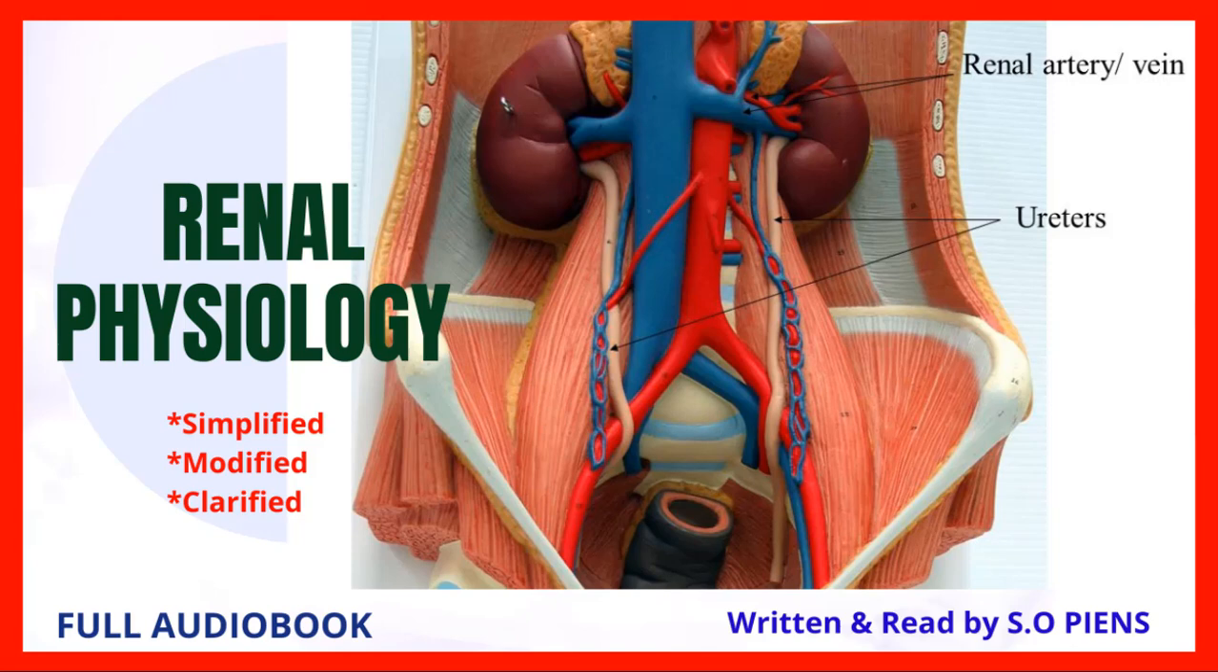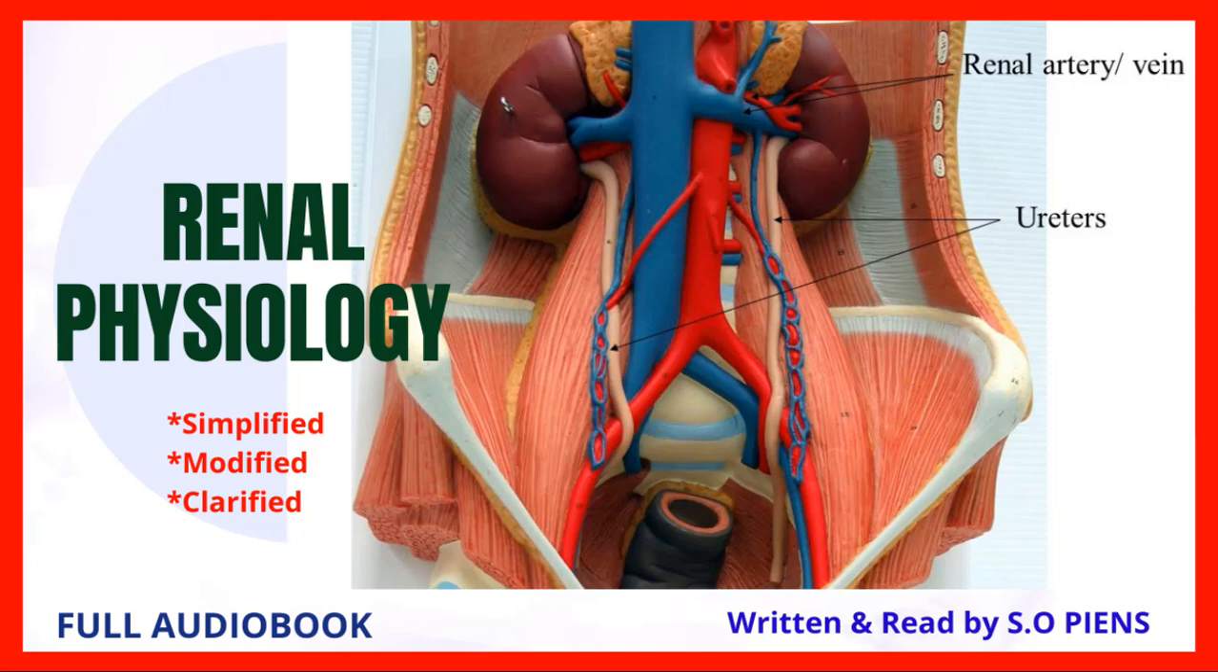Okay, the juxtaglomerular cells are formed by the cells of the afferent and efferent arteries that are close to the macula densa. Okay, and they secrete renin. The juxtaglomerular cells secrete renin.